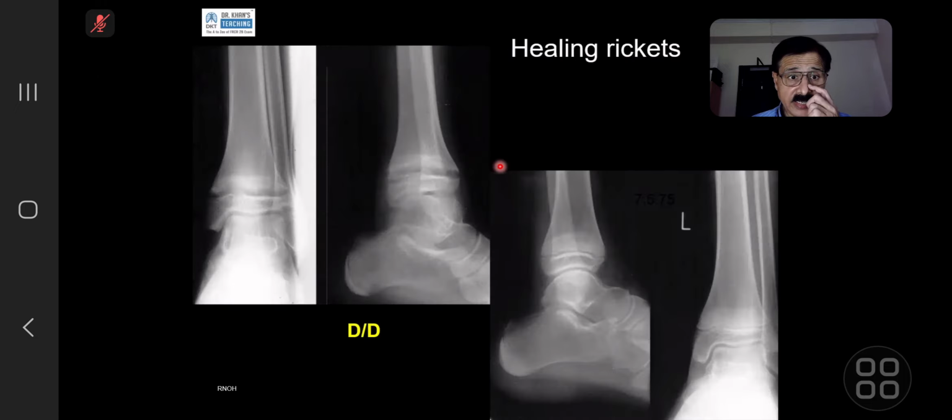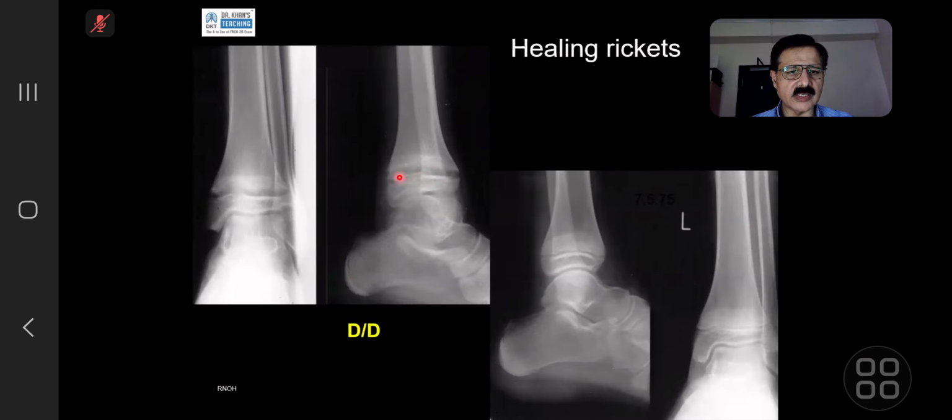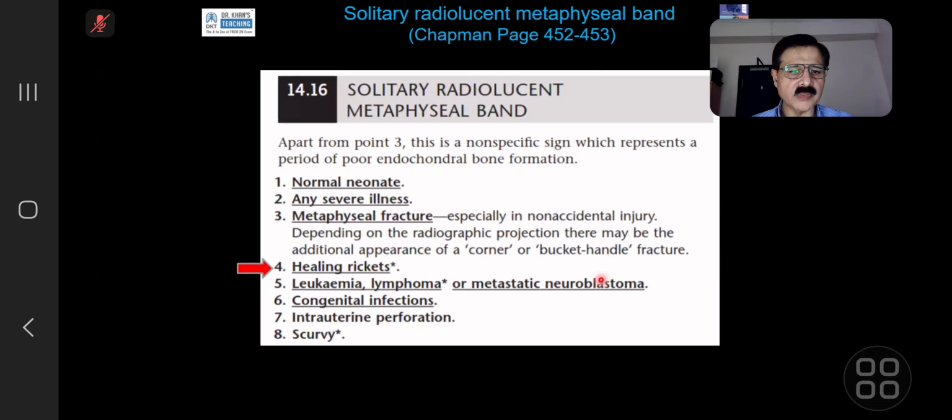Okay, so sometimes healing rickets can show this manifestation, where a metaphyseal band can be seen. I just wanted to show you the differential diagnosis of a solitary radiolucent metaphyseal band: we did cover leukemia, lymphoma, and metastatic neuroblastoma. Healing rickets, which is this one, is a healing rickets case. And then finally it is healed completely in a follow-up X-ray.